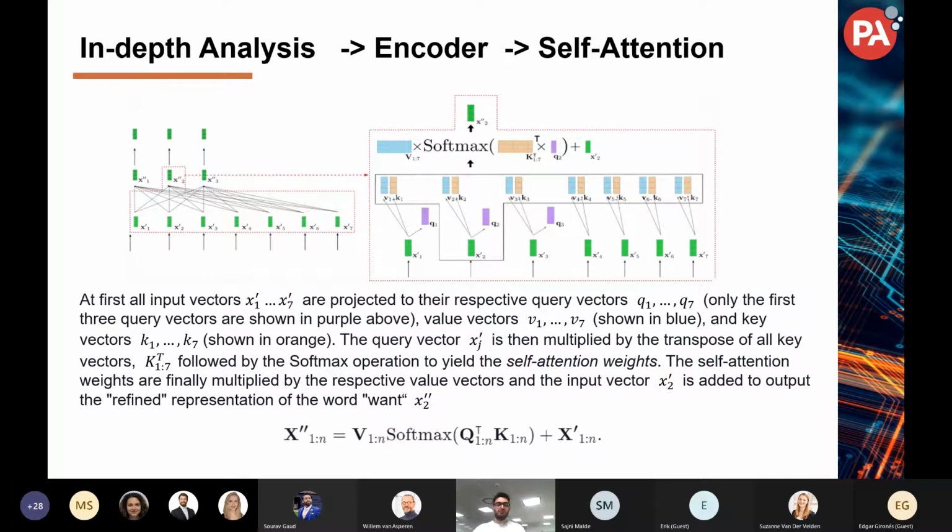Okay, so now, reviewing the whole process: at first, all input vectors are projected to these so-called query vectors, Q1 until Q7.